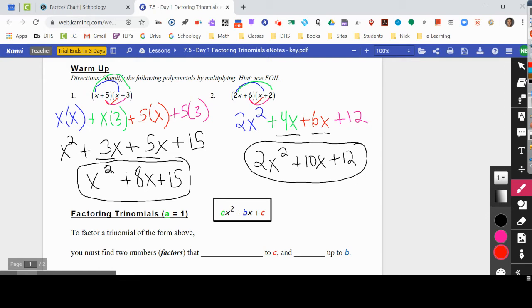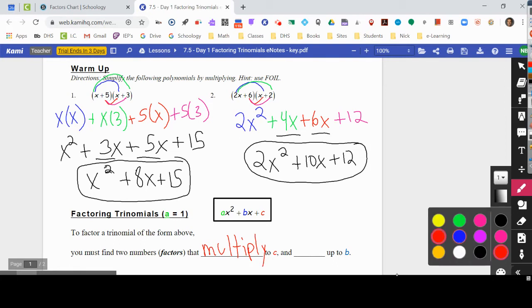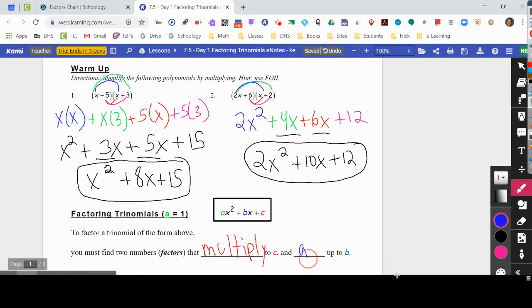All right, and so to factor a trinomial of this form, all right, we must find 2 numbers or factors that multiply to c, or like my last term, and that add to b, or that middle term, all right? So we're looking for 2 numbers that multiply to that last term.